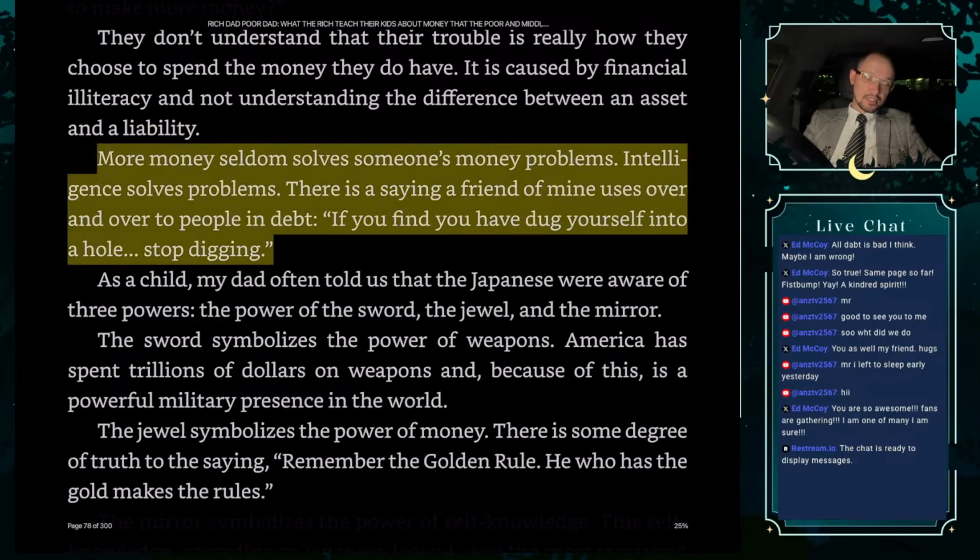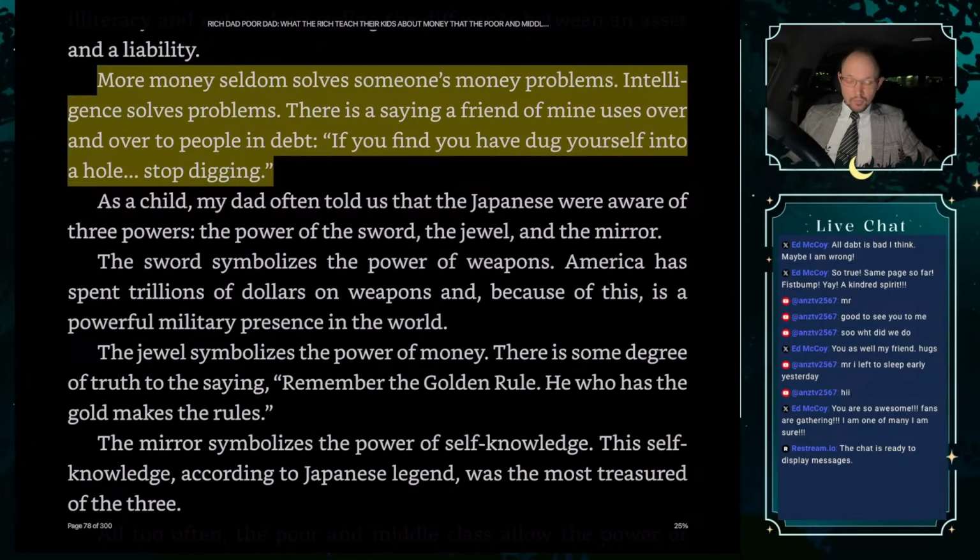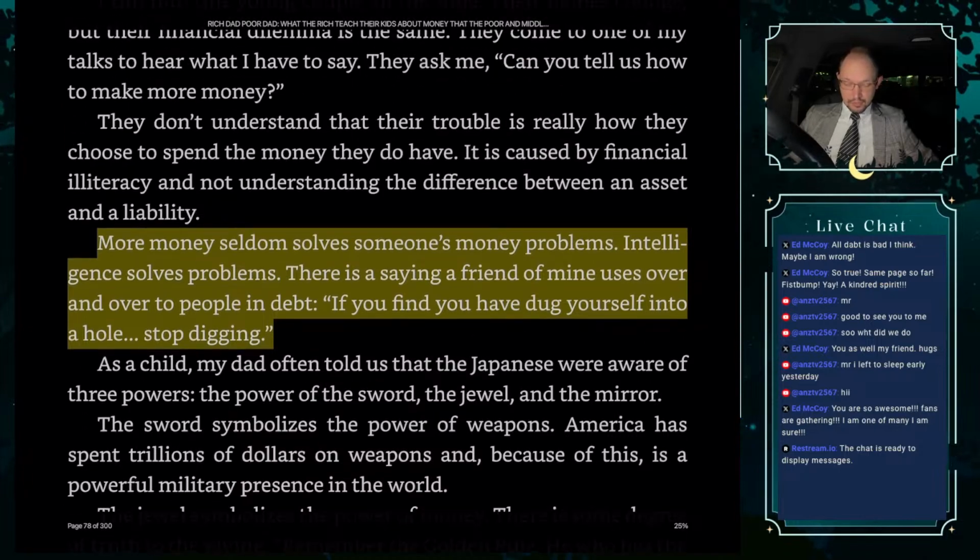And let me highlight this as well, so we'll get back to it in our Saturday session. Ed says all debt is bad, I think. Maybe I'm wrong. Well, it depends. Not all debt is bad, but I agree that interest, as a concept, is not the best.